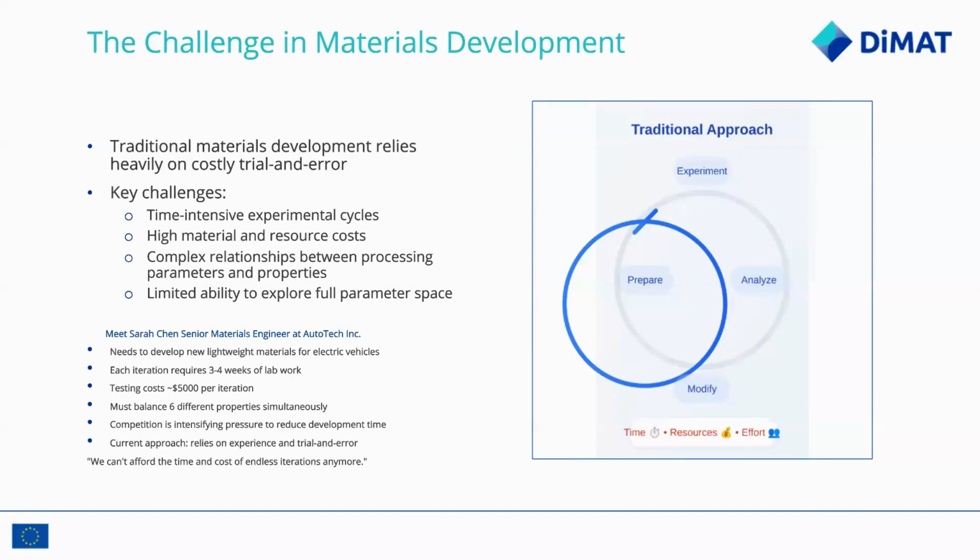Here's the challenge though. Each iteration of her work takes 3-4 weeks or maybe more of lab time. Cost is in the thousands, and she needs to balance 6, which is a lot, different material properties simultaneously. This fictional example represents the traditional approach to materials development that many of us are familiar with. It's a continuous cycle of preparing samples, running the experiments, analyzing results, and modifying any parameters as we go on. Each round hoping to get closer to our target parameters and properties.